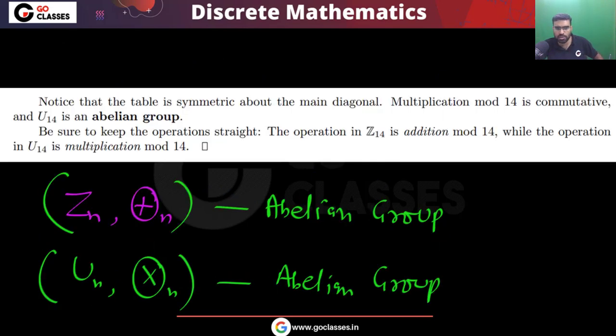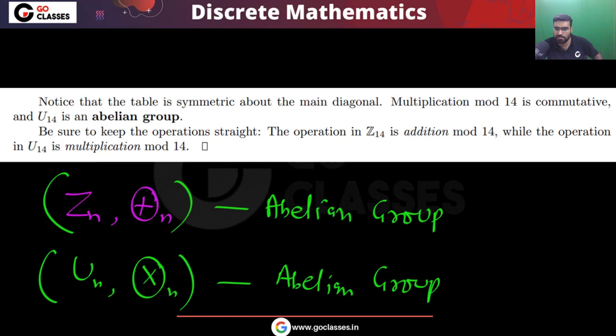So just make sure that you understand. U14 means the operation in U14 is multiplication modulo 14. In this Un, the operation is multiplication modulo n. In this Zn, the operation is addition modulo n.